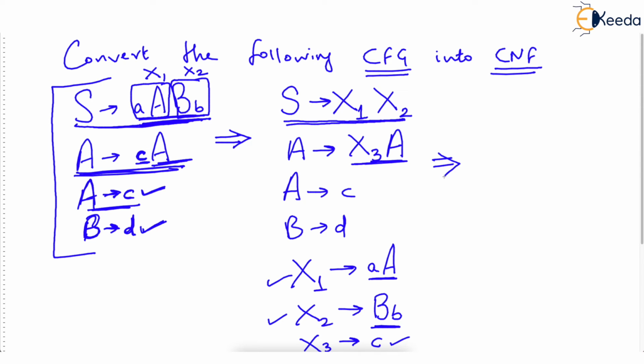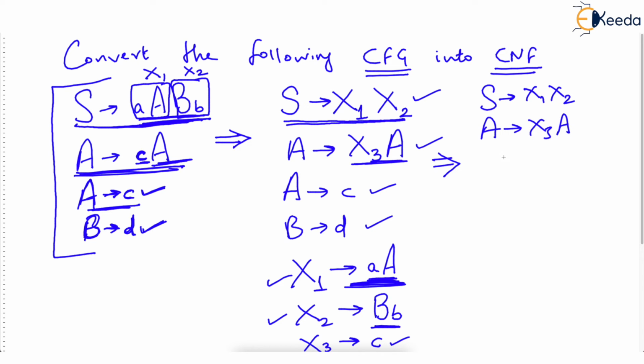Let's go to the next step. Now this is in CNF, this is in CNF. A derives c and B derives d are in CNF, but x1 derives AA is not in CNF. So what do you do about this? S derives x1 x2, A derives x3 A, A derives c, B derives d. Now look at x1. x1 derives A followed by A, but I want exactly two non-terminals on the right. So I'll say x1 derives x4 followed by A, where x4 is a new non-terminal that is going to give me small a.